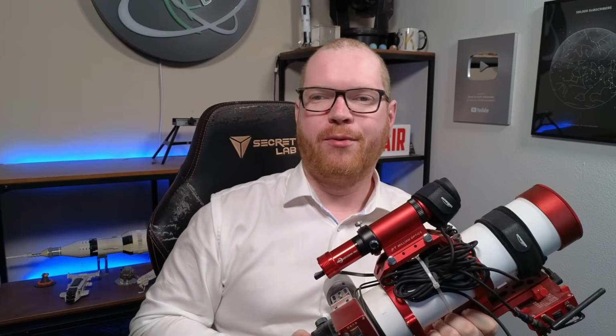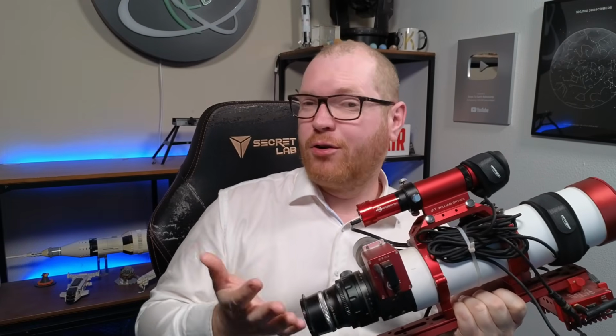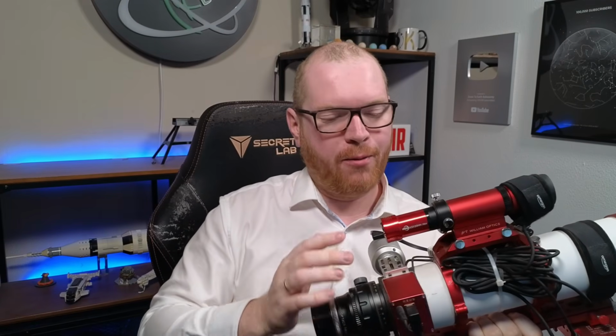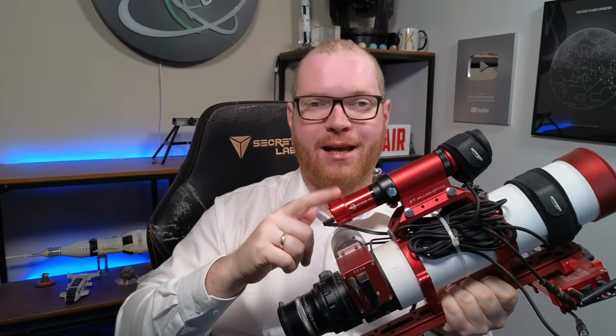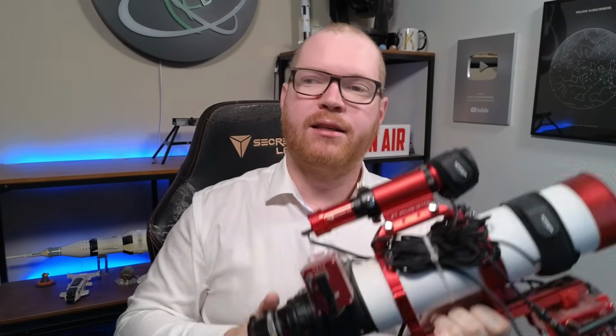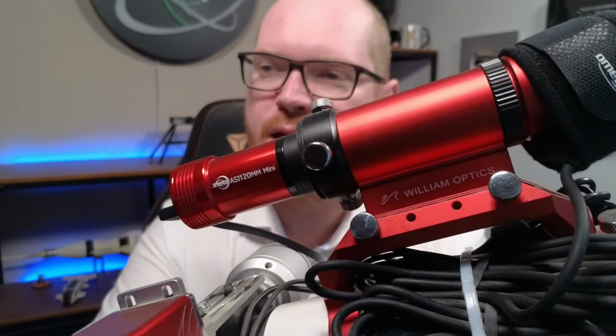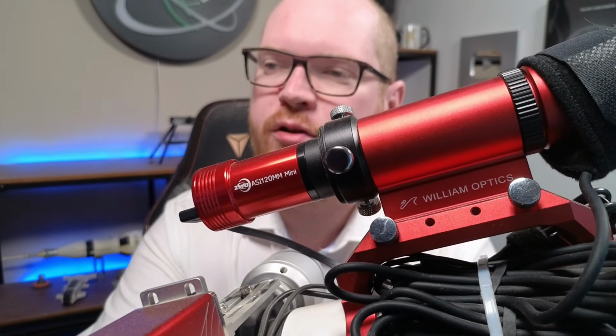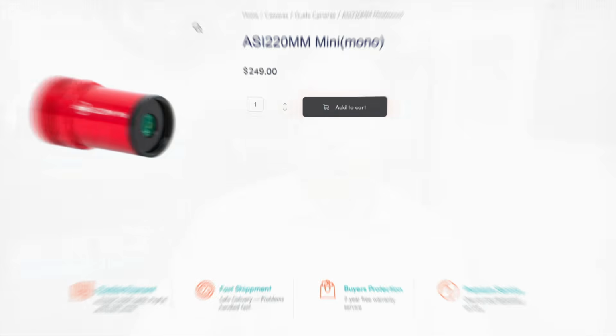If you're new to the hobby of astrophotography and maybe you're looking to buy your first guide camera, I'll bet you've probably at some point been looking at this thing here. This is the ZWO ASI120mm Mini. And if you're like me when I started out, you've probably also been looking at the 220mm Mini.